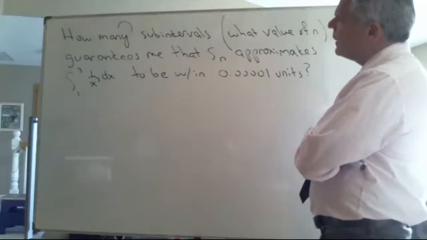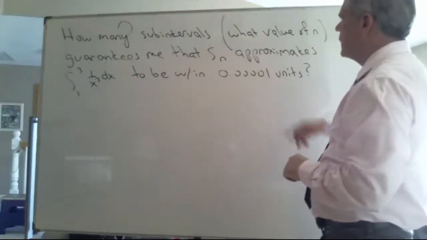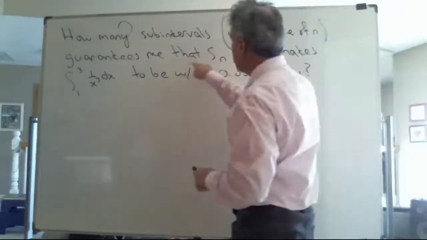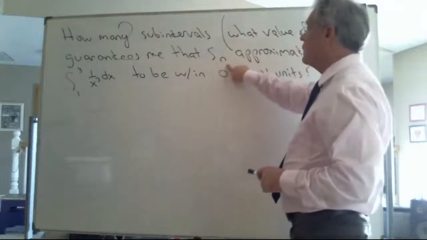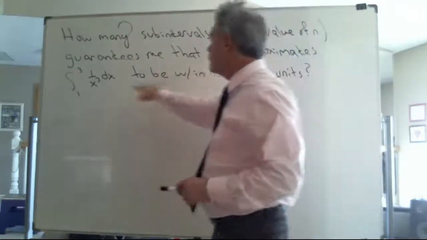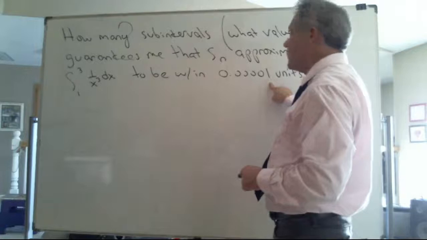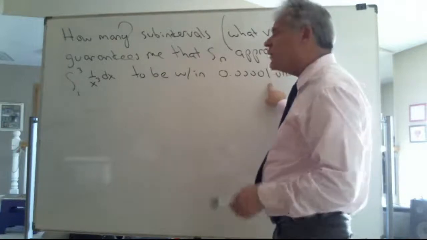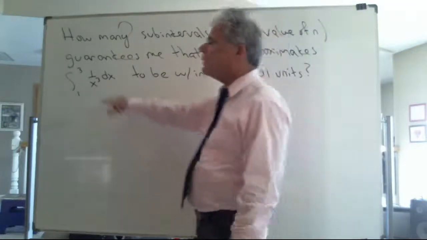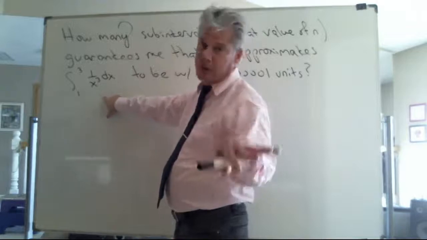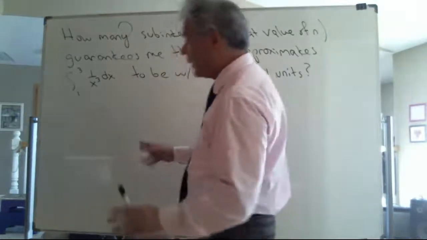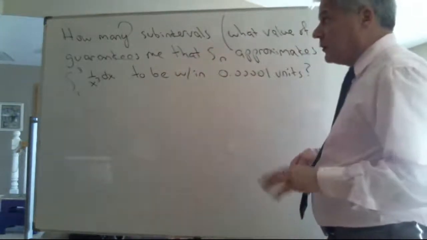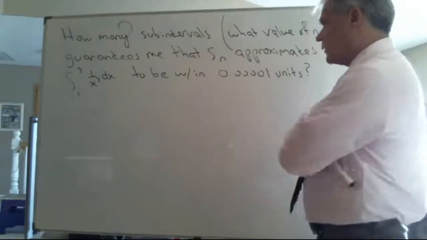So question: how many subintervals, in other words, what value of n, guarantees that Simpson's rule approximates this integral to within that many units? And here too, maybe my example is not very good because we can evaluate the integral and get the exact value, but humor me. It's just a process I want to show you.